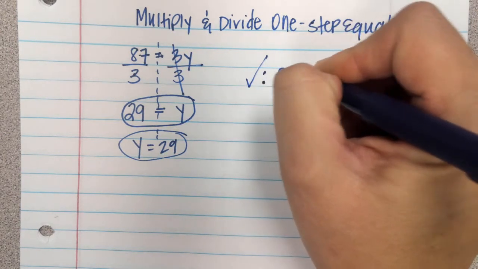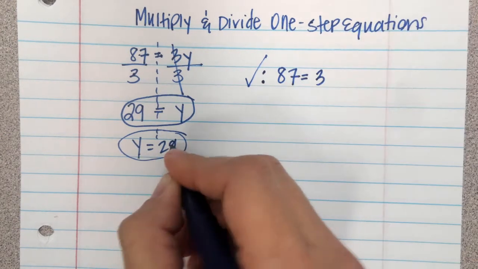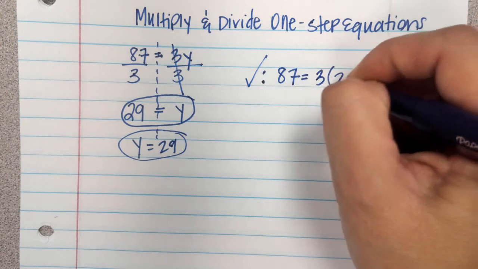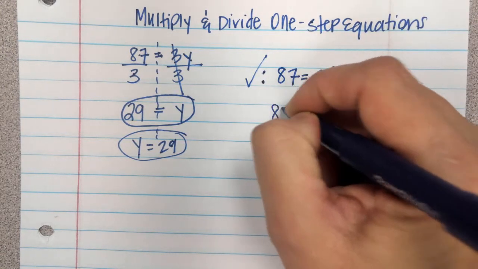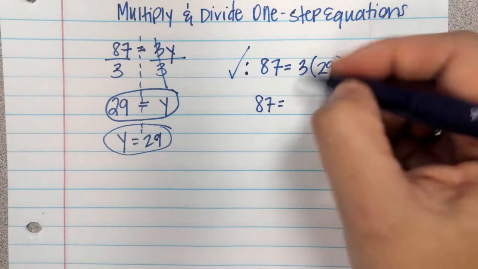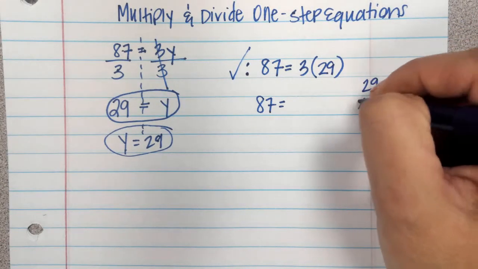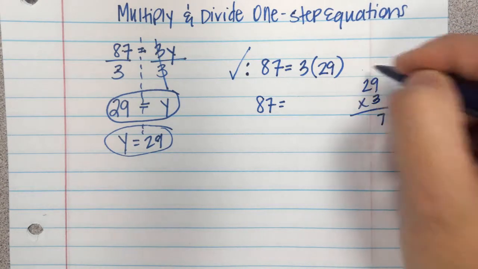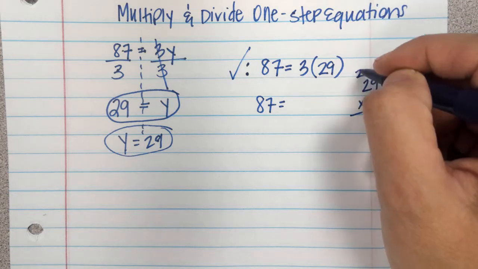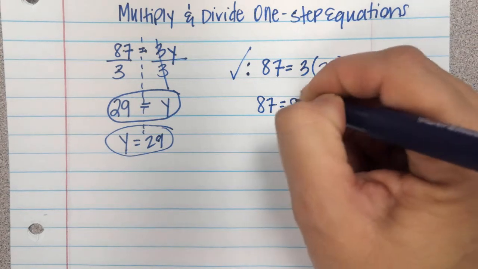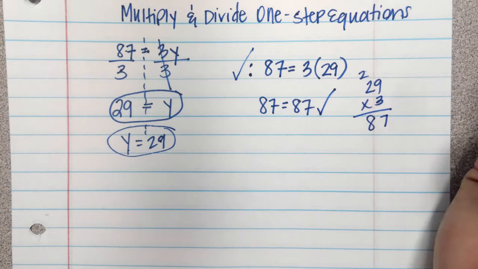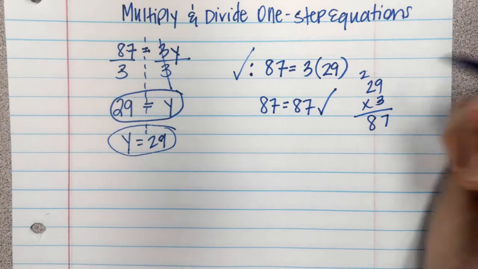Now you want to make sure that you go back and check. So I'm going to plug in. So y is 29, so where I see y, I'm going to plug in 29. And again, you want to make sure that your balance scale is balanced. So go over here and make sure that they multiply together. 87 equals 87, so my balance scale is even. Okay?